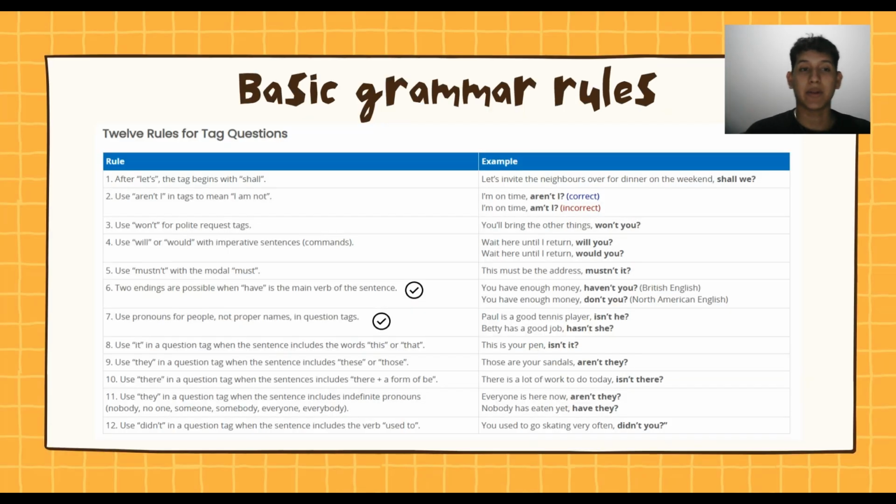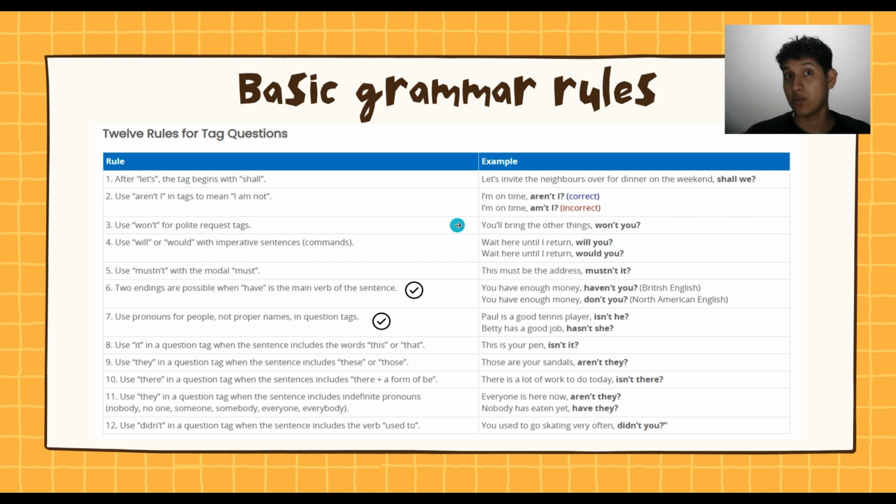And lastly, we have here some more specific rules. They are different from the last four that we saw because these are for more specific situations, excluding rules 6 and 7 because we already saw them. So, the first one is after let's, the tags begin with shall. Let's invite the neighbors, shall we? Use aren't I in tags to mean I am not. You're referring to yourself. You don't say am I not or amn't I. Use won't for polite request tags.